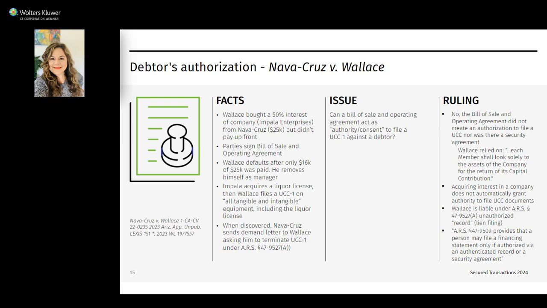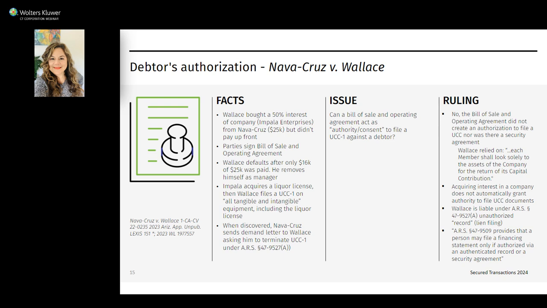Later, after Wallace left and sort of broke up with Nava, Impala acquired a liquor license. Then Wallace found out about it and tried to file a UCC-1 against Impala, even though it's kind of strange because Wallace is the one who owes money to Nava, but apparently Nava didn't file a UCC against Wallace. That's a whole other case, I would imagine.